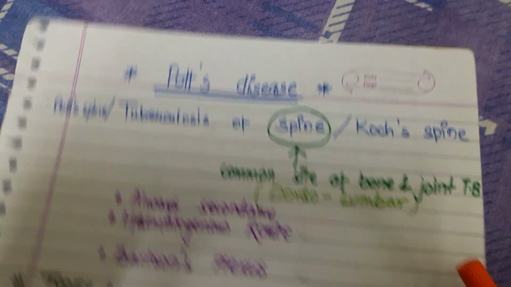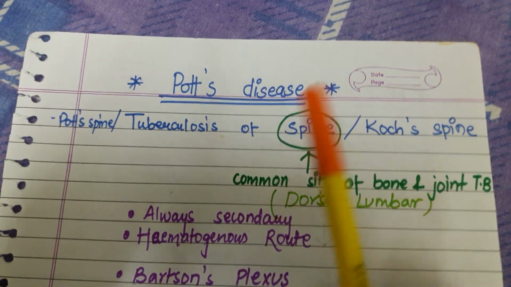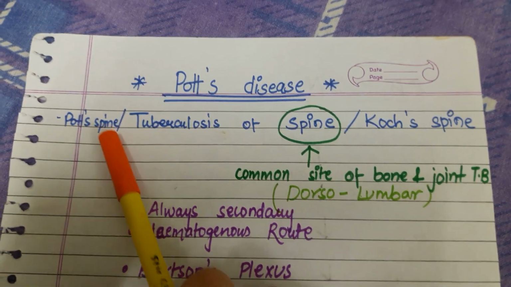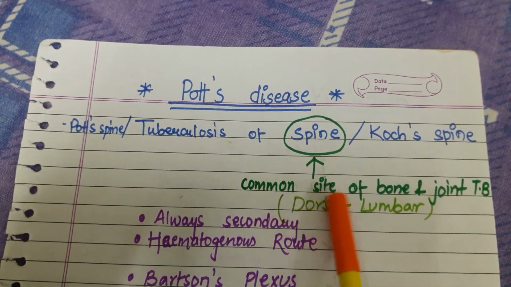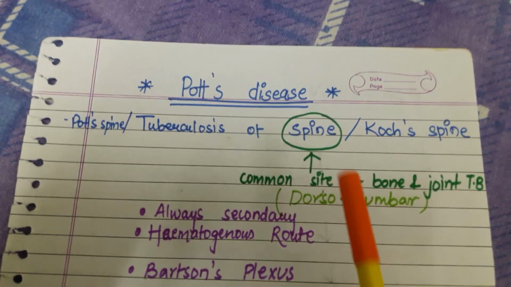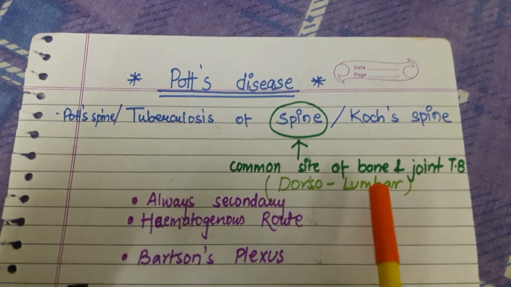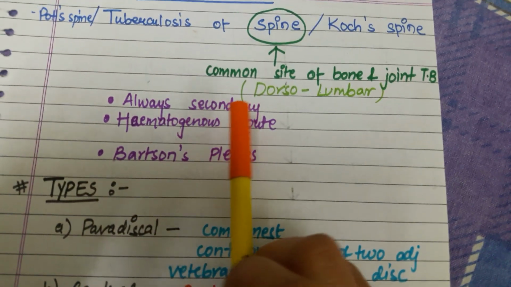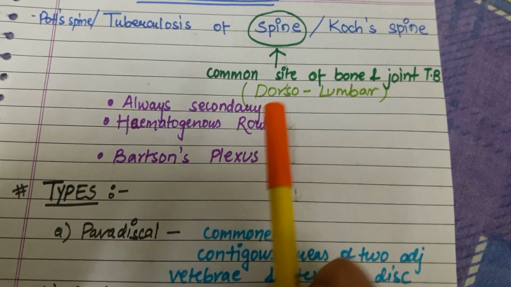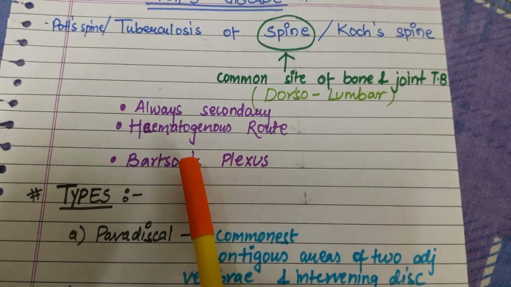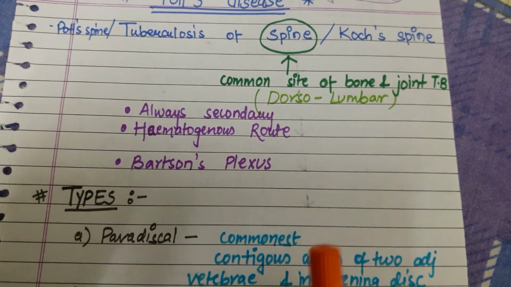Pott's disease. Pott's disease is also known as tuberculosis of spine or caries spine or Pott spine. Common site of bone and joint TB is spine, and in spine the dorsolumbar region is frequently involved. It is always secondary to pulmonary TB and spreads via hematogenous route through Batson plexus.